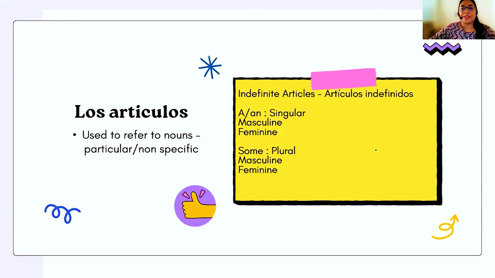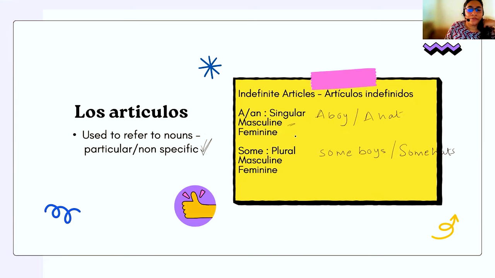Alright? So let's start with indefinite articles. To talk about its distinction from a definite article, whenever you're talking about something non-specific, something not particular, you are going to use the indefinite article. Let's look at these articles in English first so that you can relate to them in Spanish. In English, we either say a or an when we are referring to something singular, just one. But when you're referring to something in plural, multiple objects, you're going to say some. For example, a boy, its plural becomes some boys. For example, a hat, its plural would be some hats.